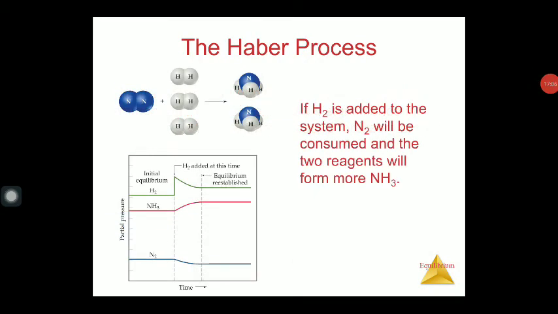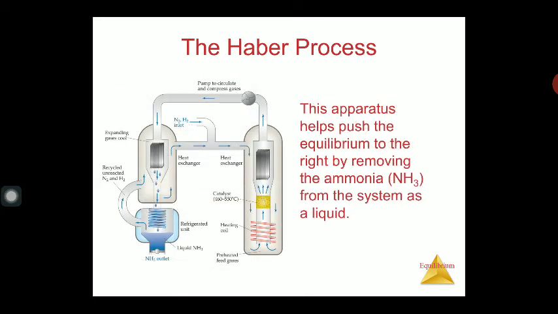In this Haber process, H2 is added to the system, N2 is consumed, and the two reactants combine to form ammonia gas. The apparatus helps push the equilibrium to the right by removing the ammonia in liquid form. So remember, this process is quite exothermic.